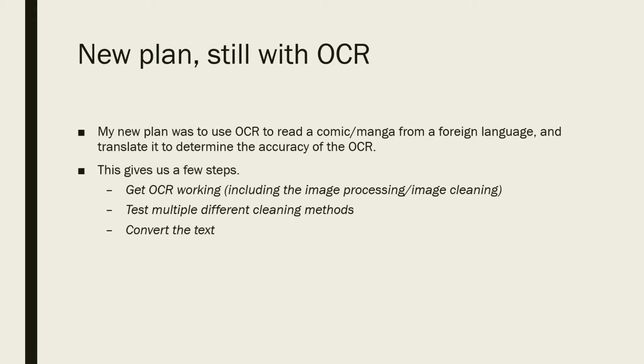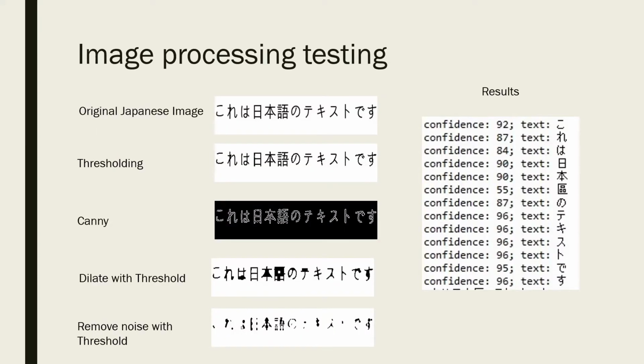Now, this gives us a few steps. First, we need to get OCR working, including the image processing and the image cleaning. Test multiple different methods of cleaning the images, and then convert the text. Then we also need to test the accuracy. So I went through with a couple of different image processing algorithms.